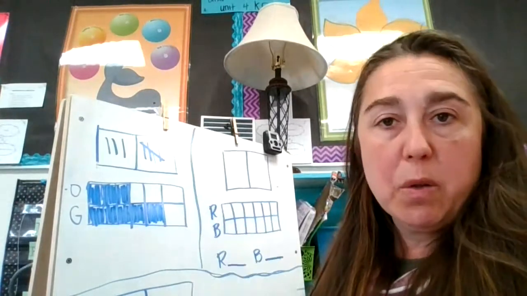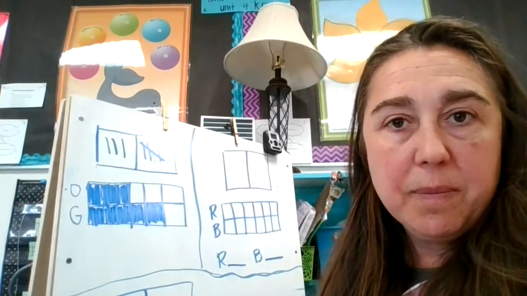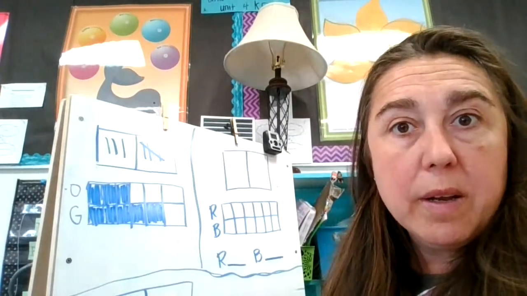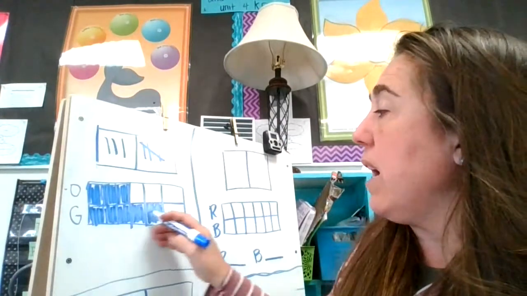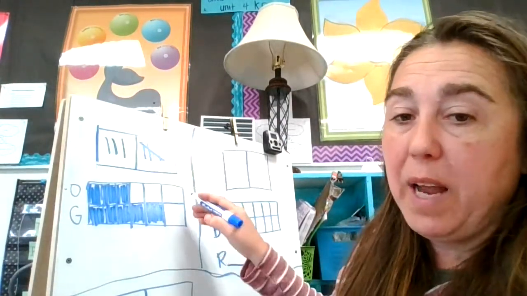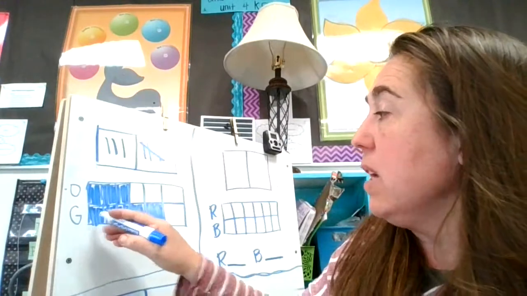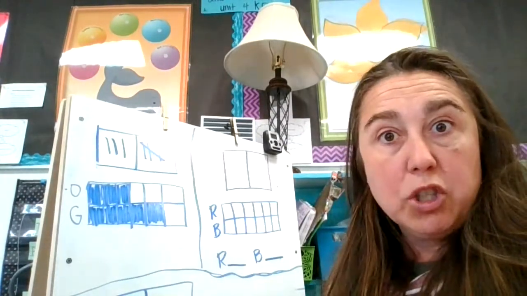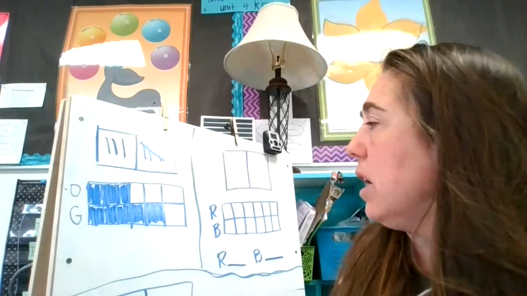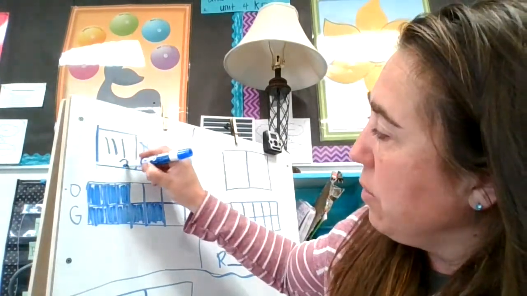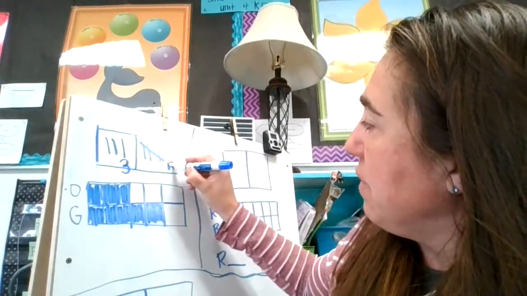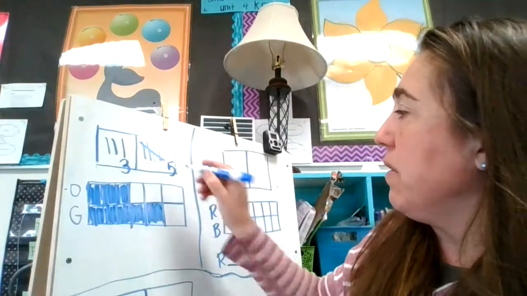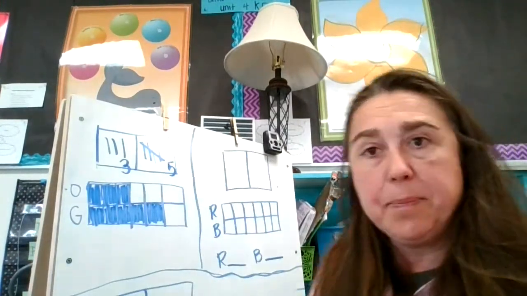I want to color it all the way to the end. Is that okay? No, why not? Because our graph is going to show how many we have, and I don't have 6 blocks. I only have 5. So I can only color in 5 of these squares to show that I have 5 of the blocks. Awesome. So we had 3 orange and 5 green.